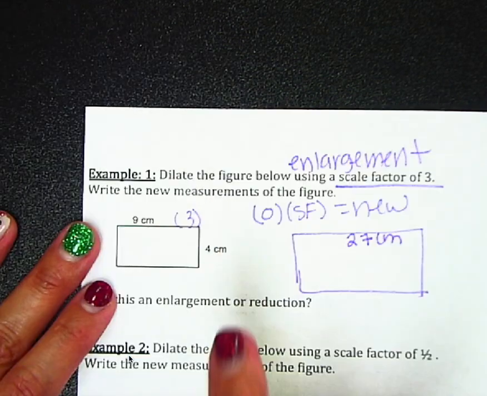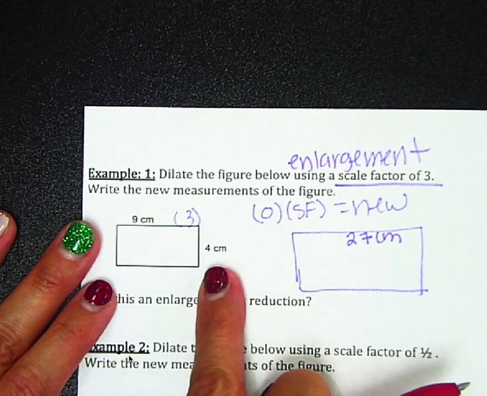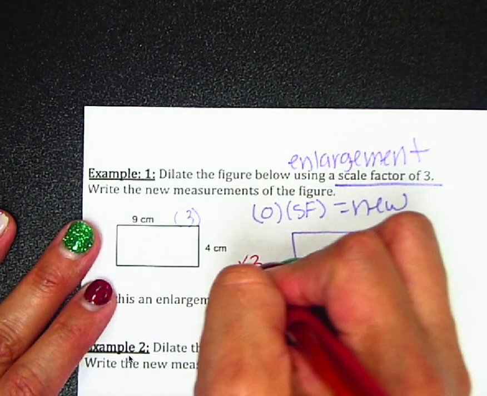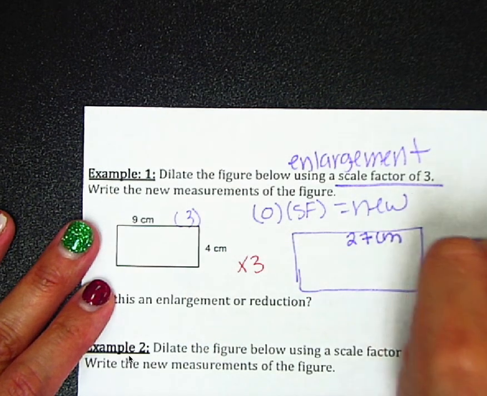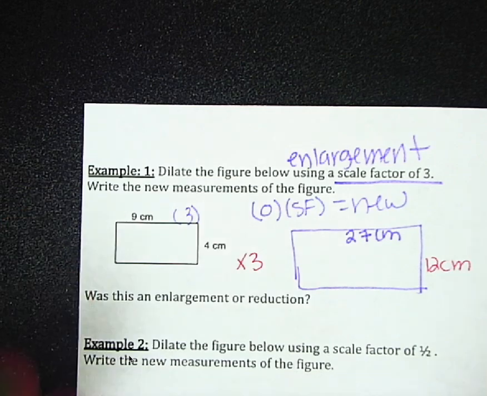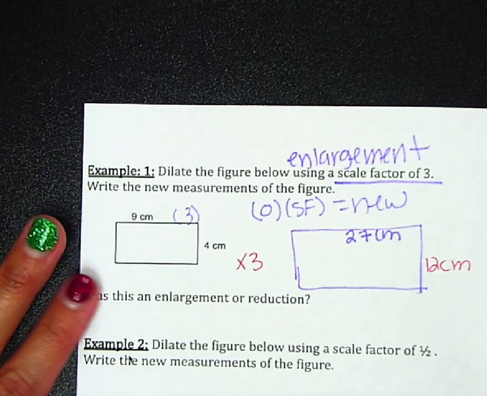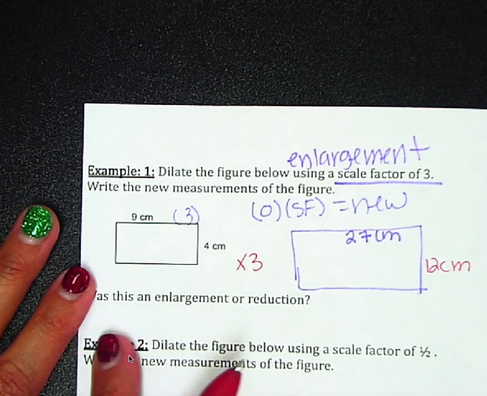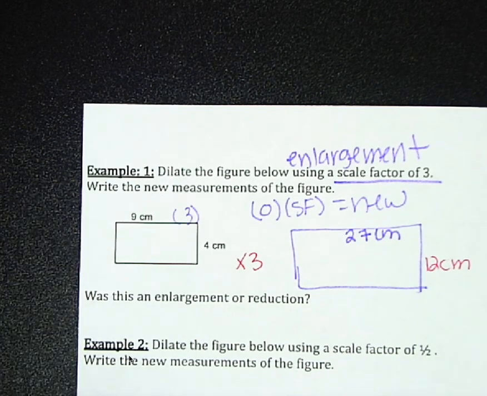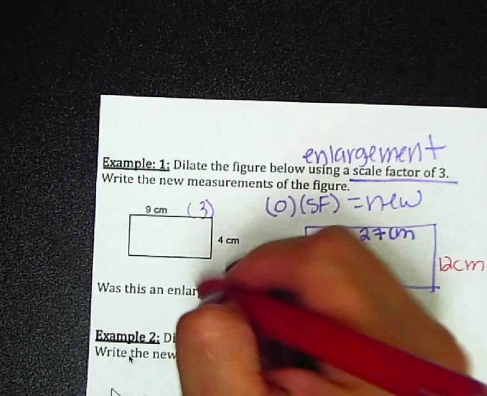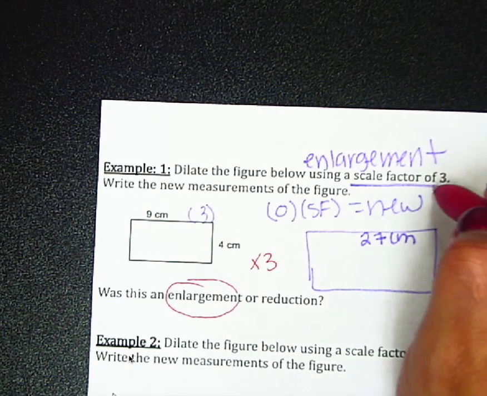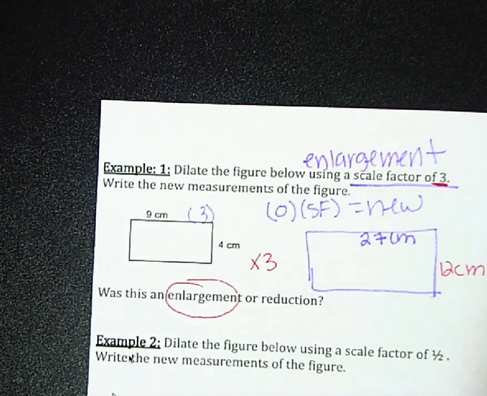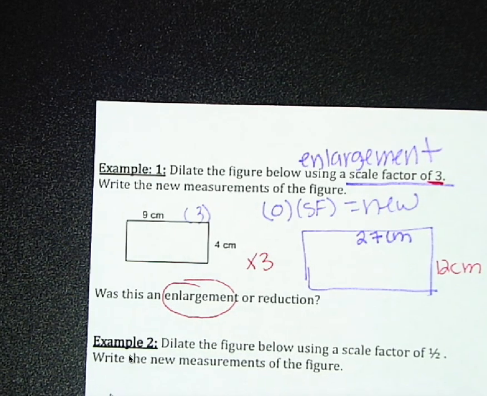Okay? So the same thing here. My original is 4, and I'm going to multiply it times the scale factor, which is 3. So 4 times 3 is going to be 12 centimeters. So all I did was multiply. Now they're asking, is this an enlargement or reduction? And we talked about how the picture got bigger. Again, it doesn't matter what my scale factor is, whatever that number is, you're always going to multiply.